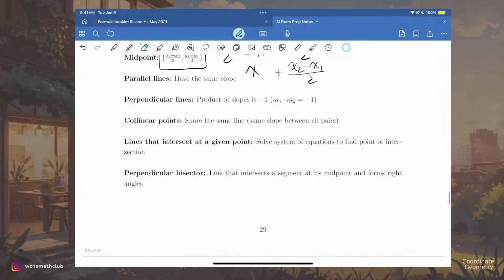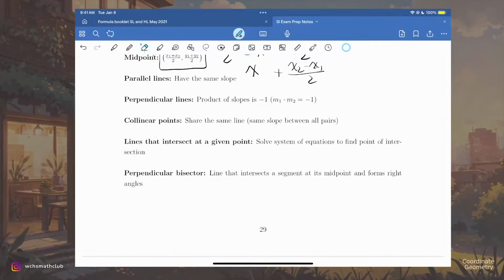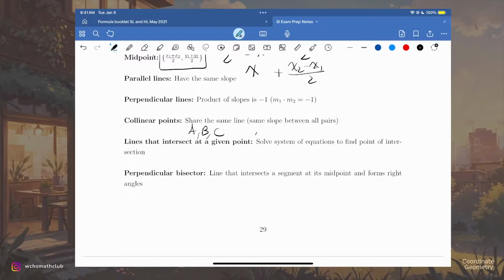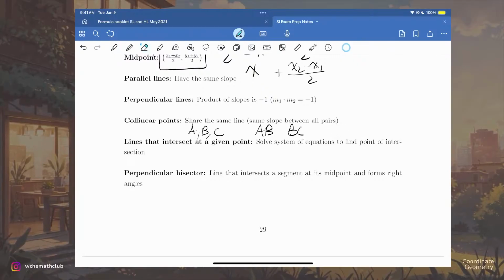Okay. Collinear points share the same line by definition. Let's say 3 points A, B, and C are collinear. Then the slopes of AB, BC, and CA are all the same. I mean, not CA, because slope is signed, so AC should all be the same.